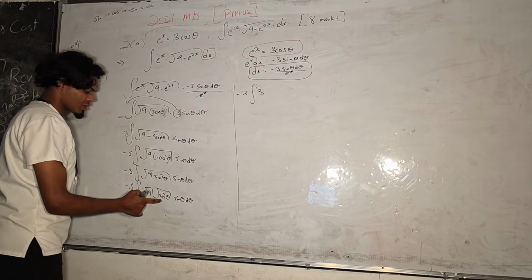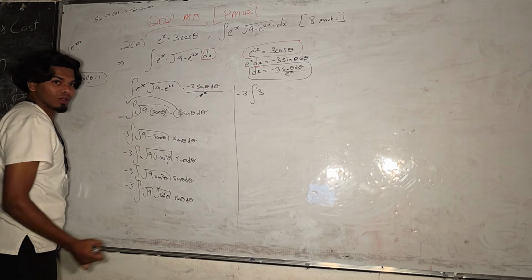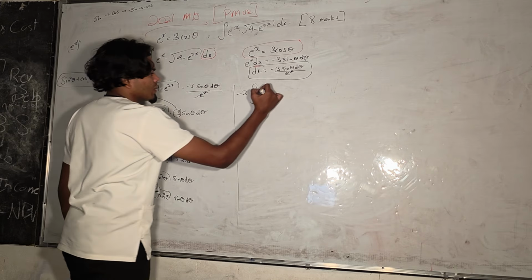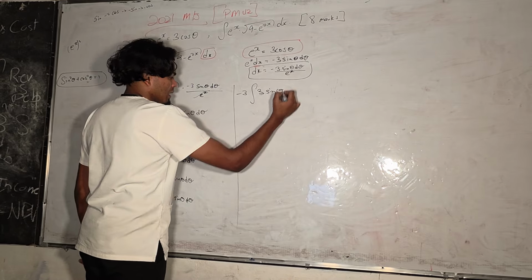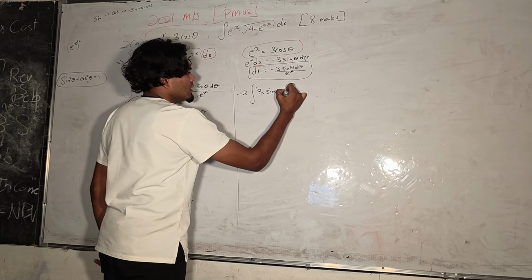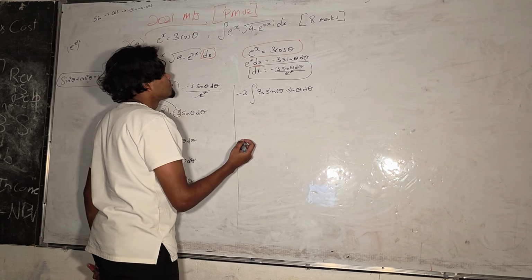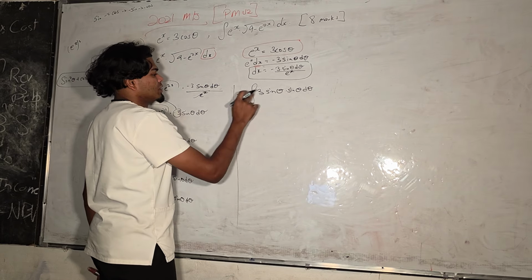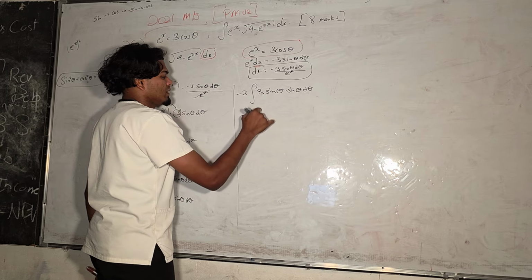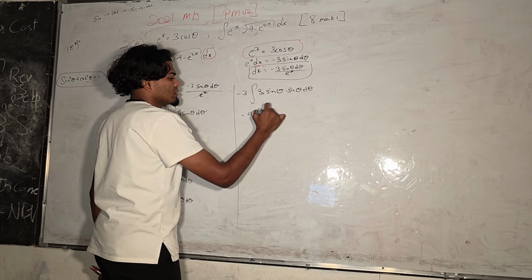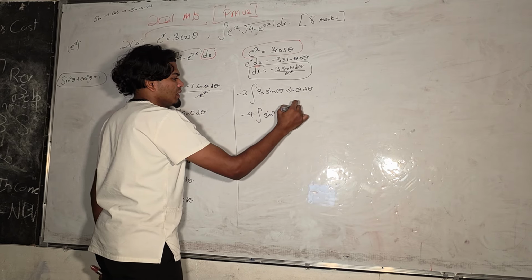When it's square and square, they disappear. So the back is what? Sine theta, and we have it multiplied by sine theta d theta. Good. Next, the 3 and the negative 3 become what? Negative 9. And this will become what? Sine square theta d theta.